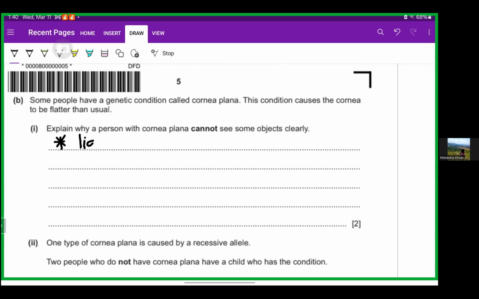Light. I'm just writing the key points. In exams, obviously, you'll have to write the answer in paragraph form. Light will not be refracted, and then what will happen? It will not be focused on the retina.